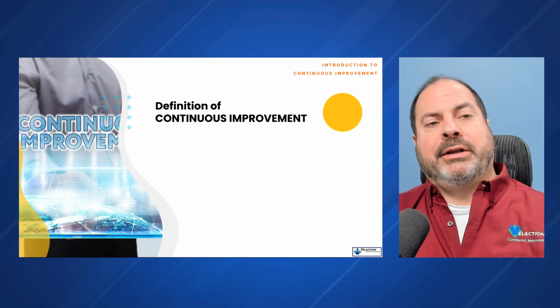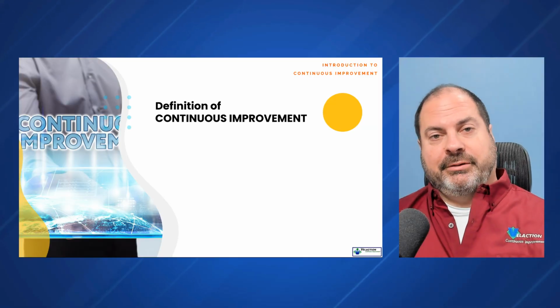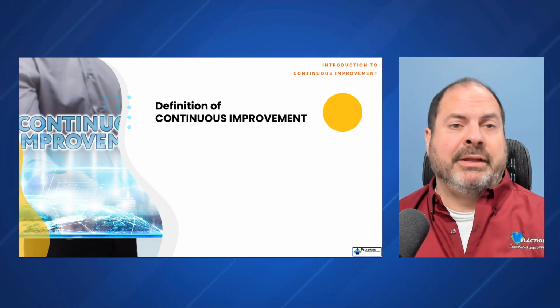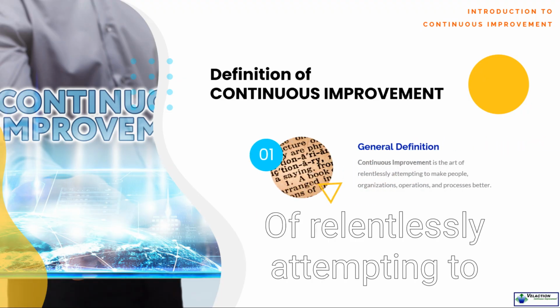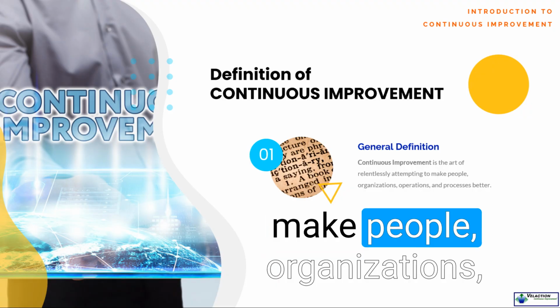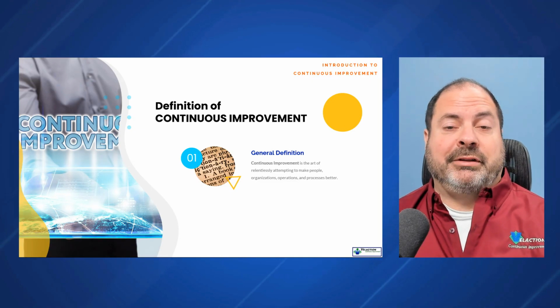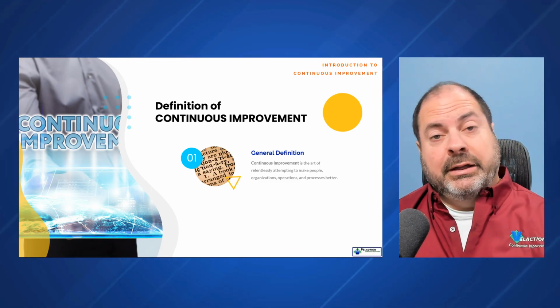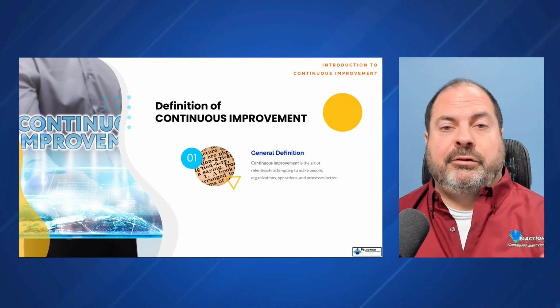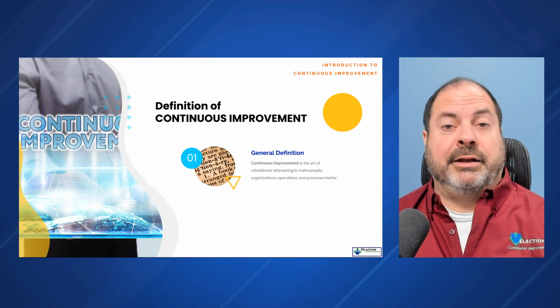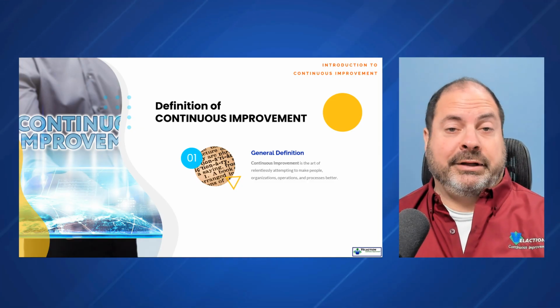Okay, let's get into the definition of what continuous improvement is now. So, when I talk about the definition, there is kind of a purist view of the definition of continuous improvement, and that is the art of relentlessly attempting to make people, organizations, operations, and processes better. So, basically, it's kind of a wordy way of saying that it's really about just constantly doing whatever it takes to make the entire organization and its components do better every day.